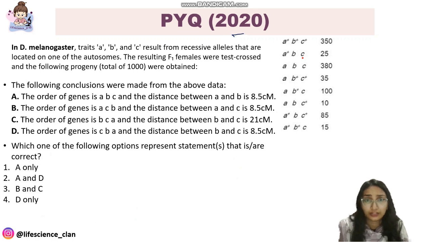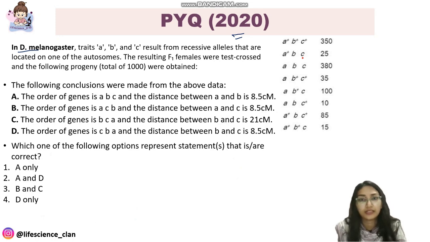Now we'll look at the question which came in 2022. This is in Drosophila, which is a little different from what we have studied, but the method to solve it is the same. So in Drosophila melanogaster, traits A, B and C result from recessive alleles that are located on one of the autosomes. The resulting F1 females were test crossed and the following progeny were obtained. Okay, so this sounds confusing, so we'll directly move to the chart, which is quite simple if you look at it. We have A plus B plus C plus. This is one of the parents which they have told you, and it is having 350 progeny.